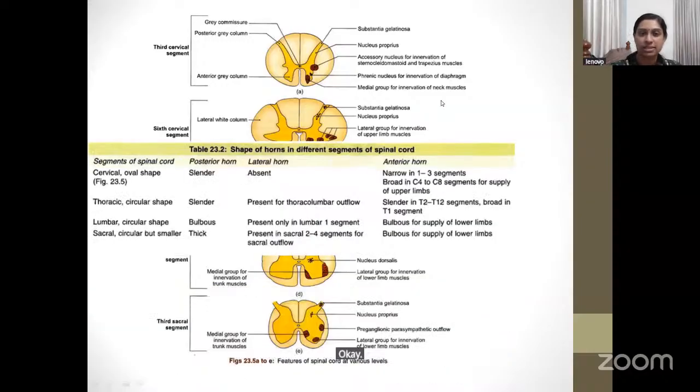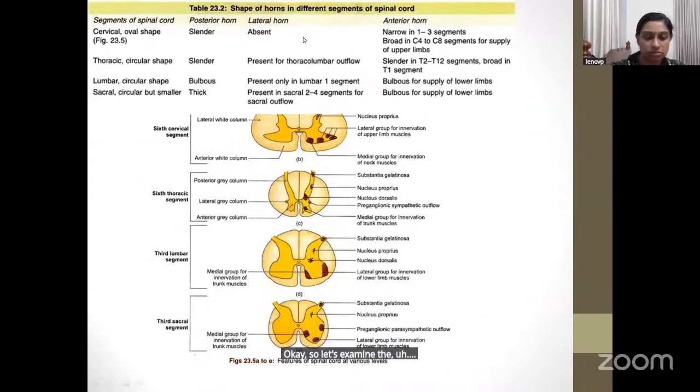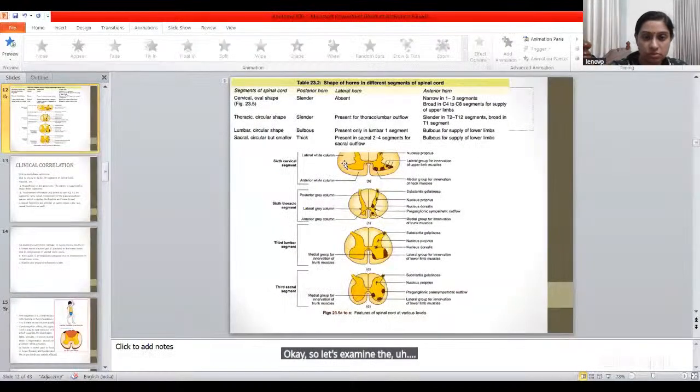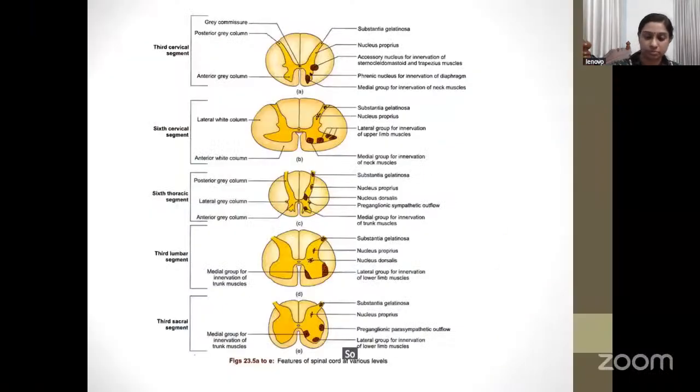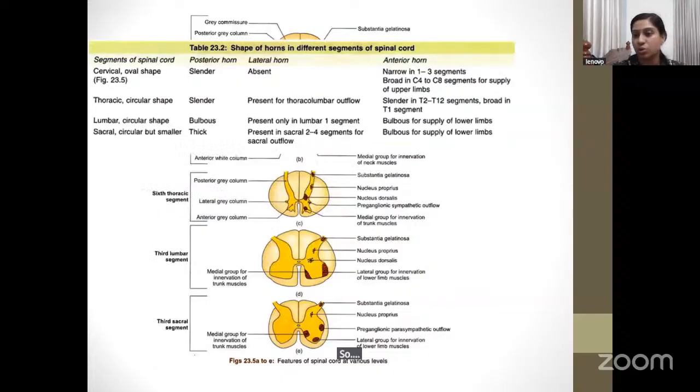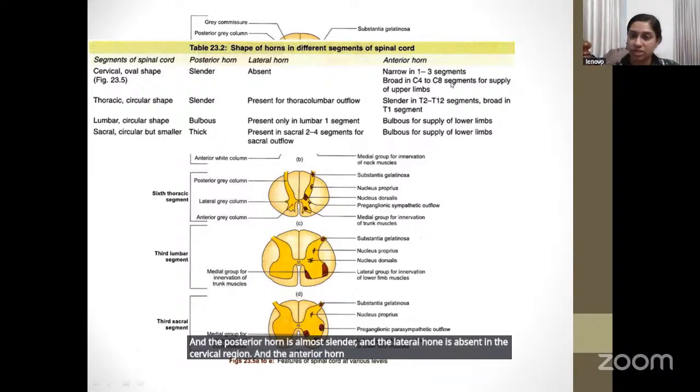Okay, so let's examine the shape of the horns in different segments of the spinal cord. In the cervical segment, it's almost oval in shape. The posterior horn is almost slender and the lateral horn is absent in the cervical region. And the anterior horn is also narrow in the first 1 to 3 segments and it is broad in the C4 to C8 segments for the supply of upper limbs.